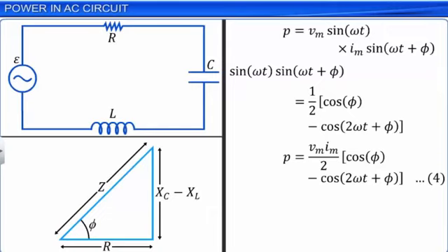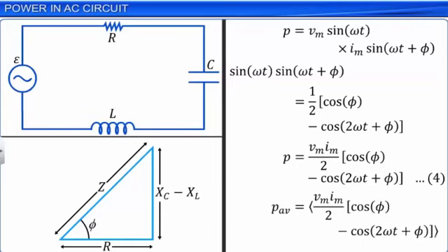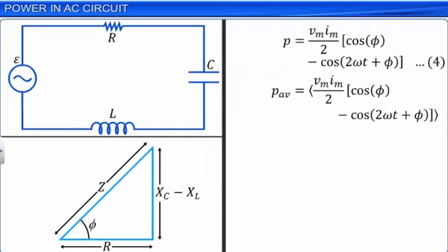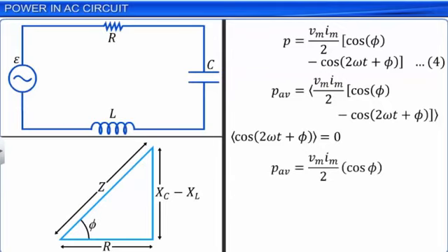Here, only cos(2 omega t plus phi) is time dependent. However, its average over an entire cycle is 0, as the average value of a cosine function over a complete cycle is 0. Hence, the average power PAV is equal to Vm Im by 2 into cos phi. Let this be equation 5. The same expression can be written as Vm by root 2 into Im by root 2 into cos phi.